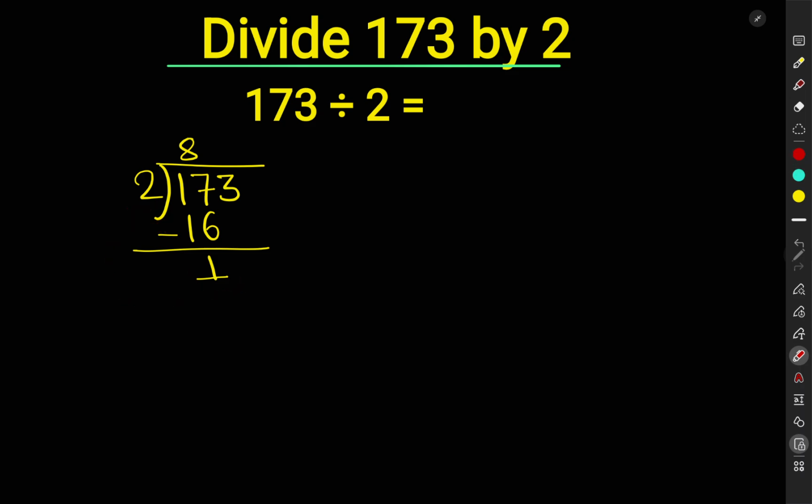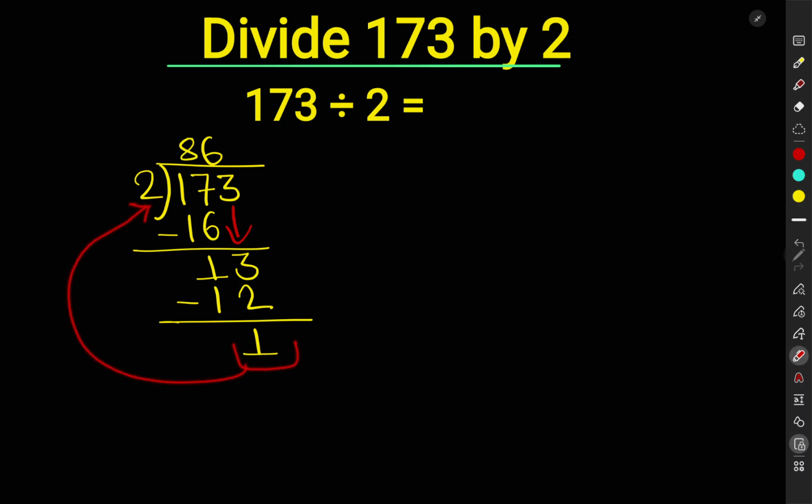So we put down the number beside this, 3. So it became 13 and 2 times 6 means 12. On subtracting we got 1. So now this 1 is less than 2 and there is no other number beside.